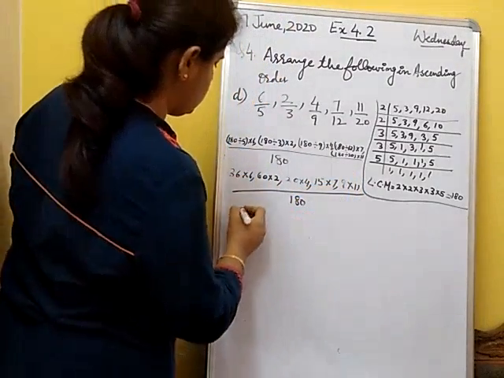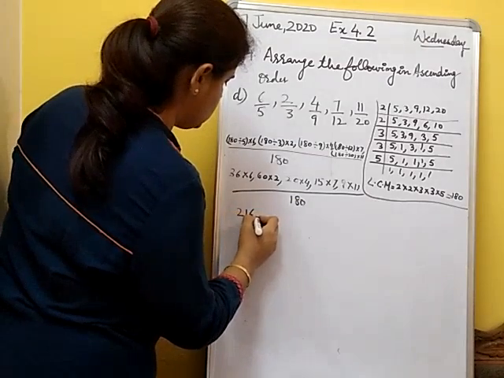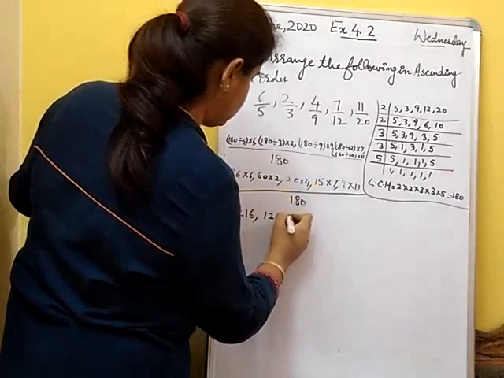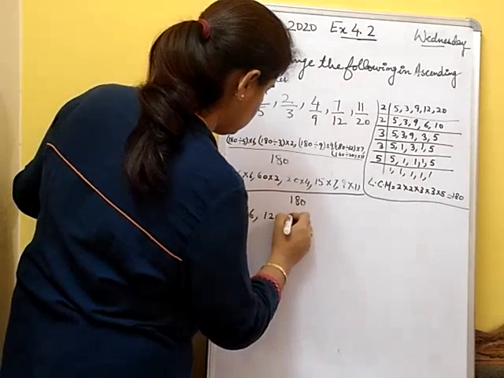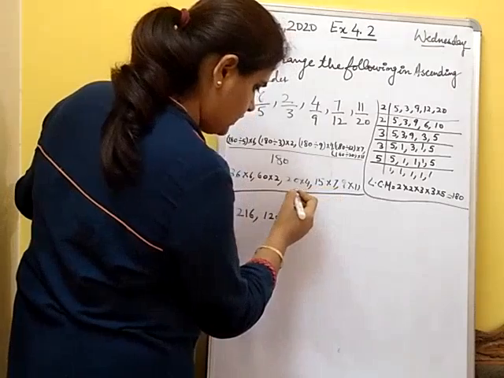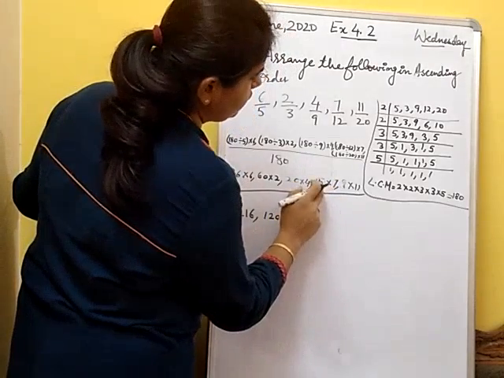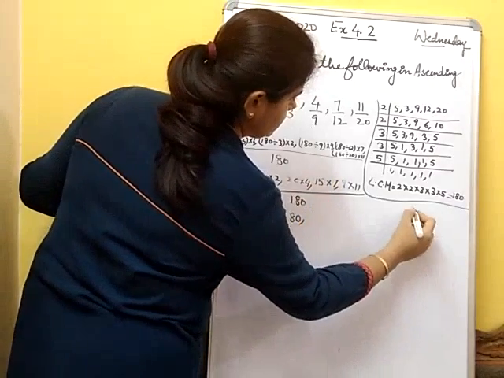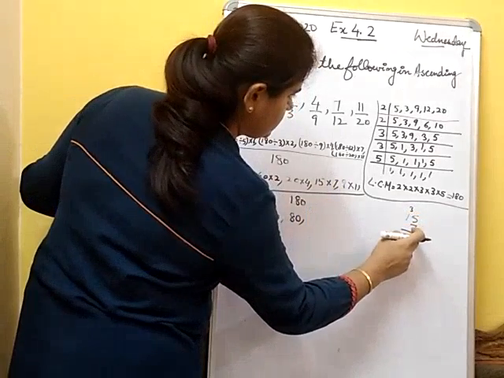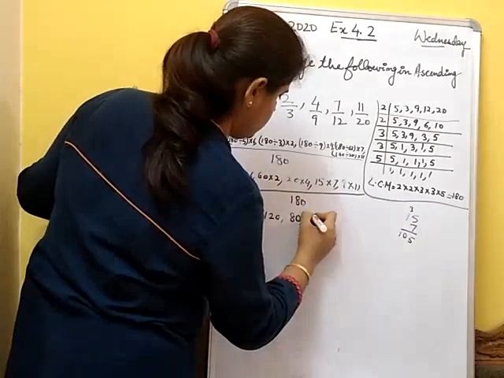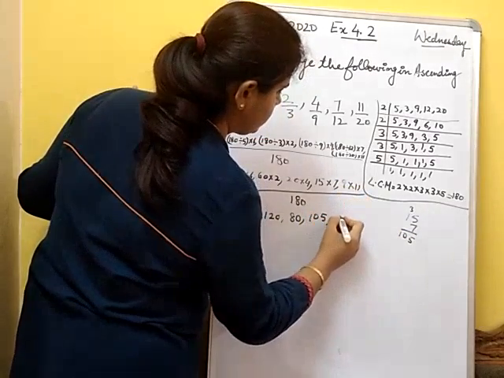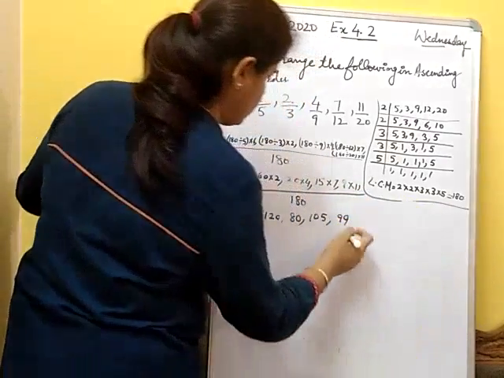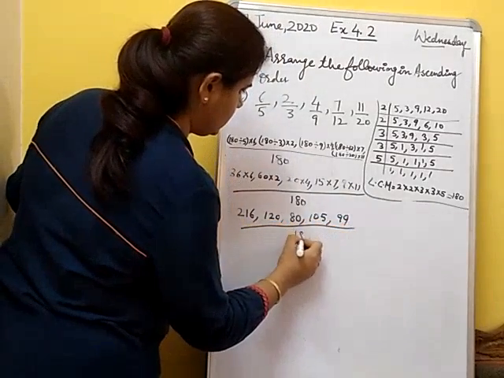36 multiply 6, you will get 216, comma 120, comma 80, comma 70, 100. 15 multiply 7, you will get 105, and 9 multiply 11, you will get 99. The common denominator will be 180.